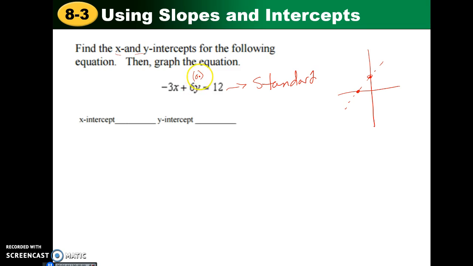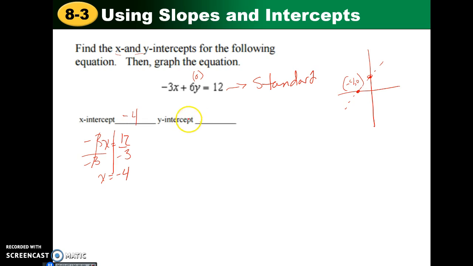So 6 times 0 is 0, so that leaves me with negative 3x equals 12. Well, I divide by negative 3 on both sides. Those cancel. I'm left with x equals negative 4. So my x-intercept is negative 4. So that should be negative 4, 0 is my point.